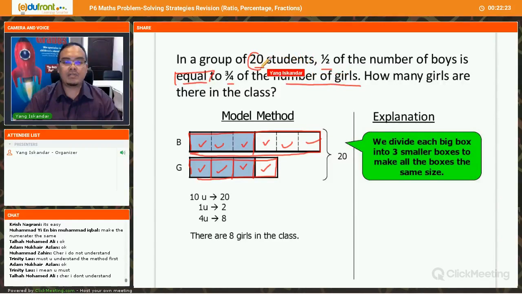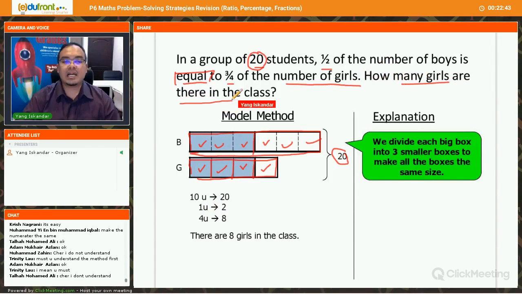They tell you that there are 20 students. So the total number of students here is 20. How many units is 20? 1, 2, 3, 4, 5, 6, 7, 8, 9, 10. So 10 units is 20. 1 unit is 2, 20 divided by 10.